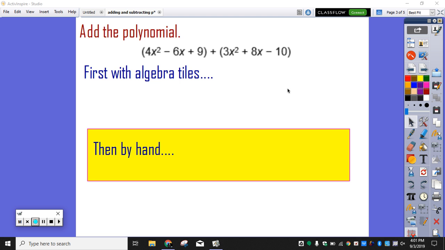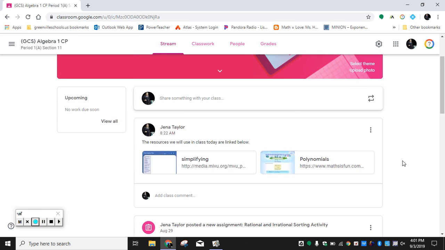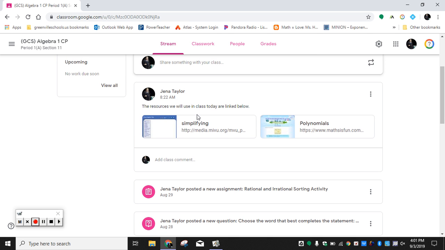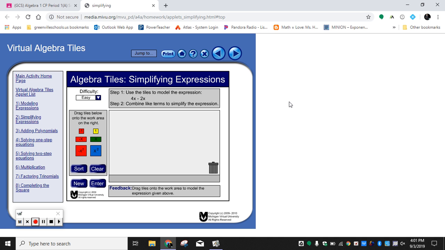We can use algebra tiles to add these two polynomials together, and if you go to your Google Classroom, you will see that I posted the link. Here it's titled Simplifying, but if you open that link, it will take you to some virtual algebra tiles.